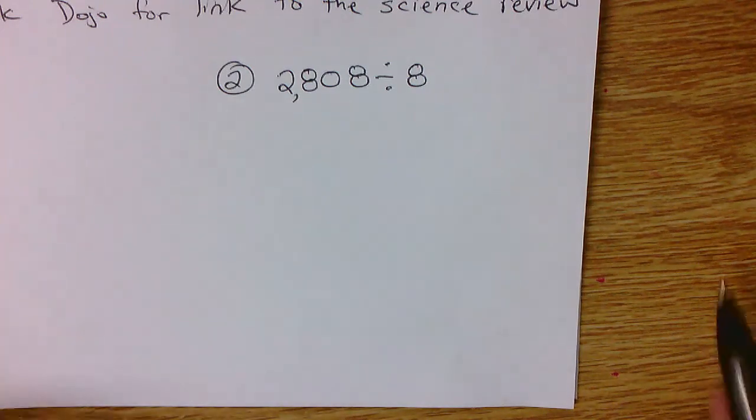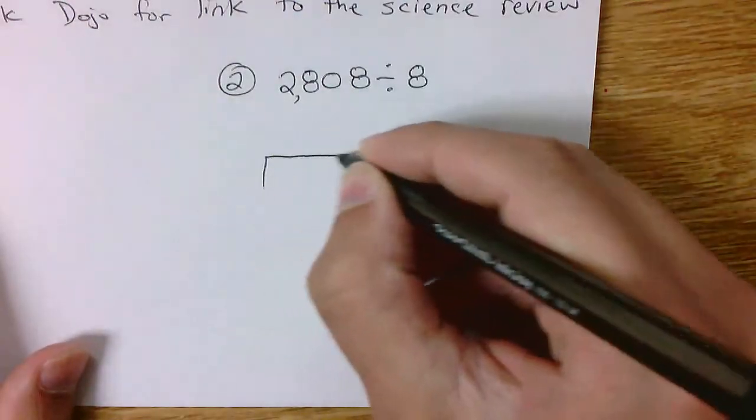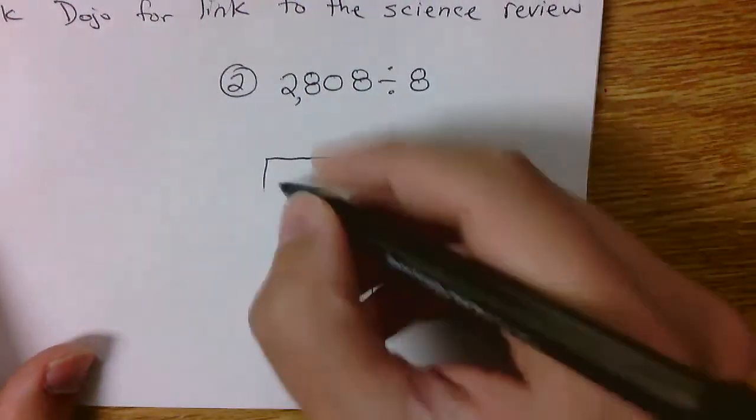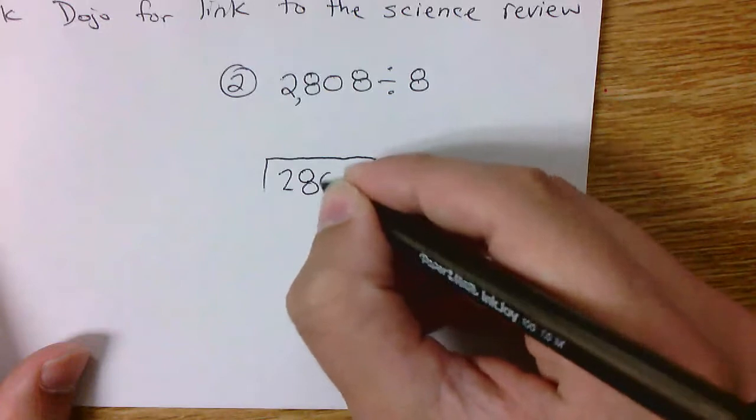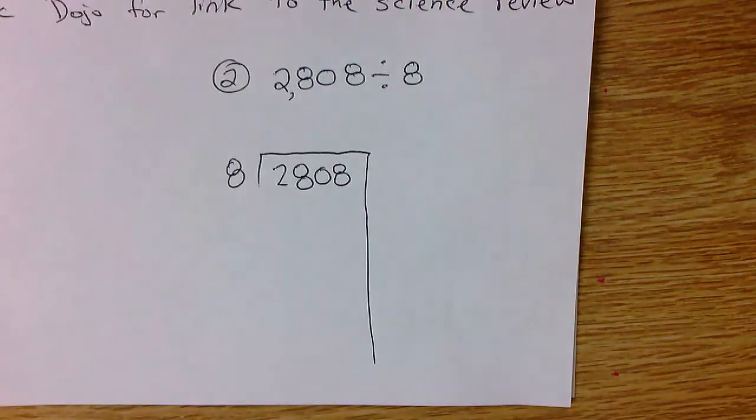Hey there, going to solve 2,808 divided by 8 for you using the partial quotient strategy. So we can put our dividend on the inside, 2,808, our divisor on the outside, 8. So basically we're looking for big chunks of 8 that we could take out.